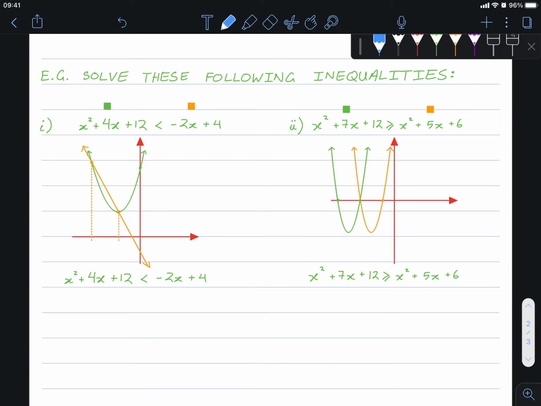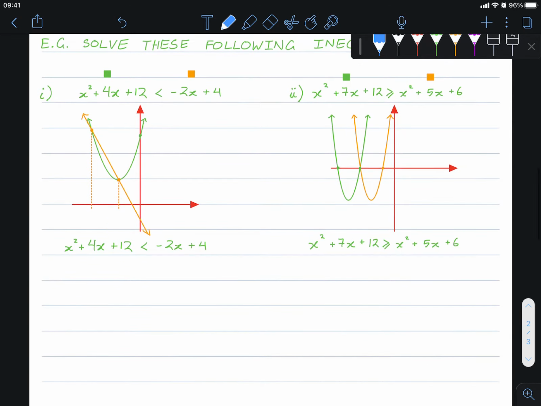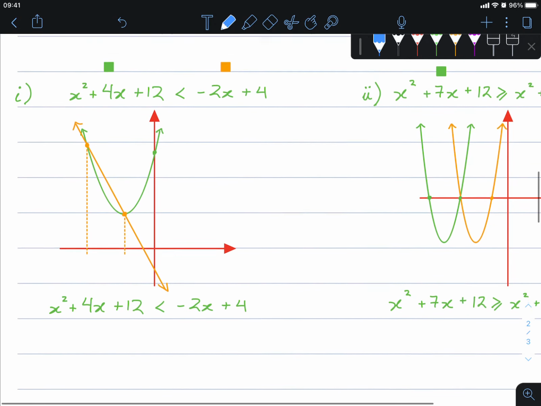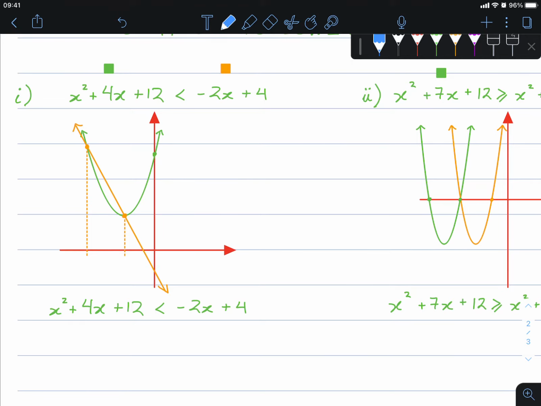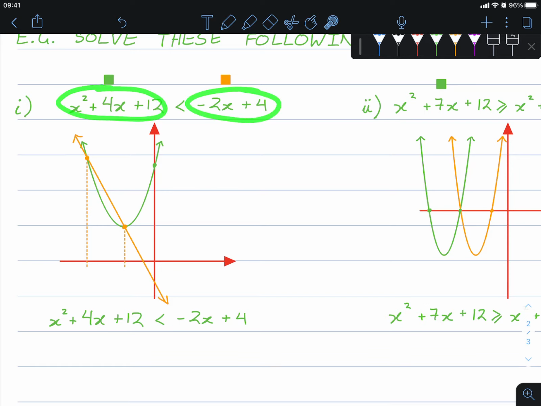Hello class, this is just an extra video on solving even harder inequalities where there are two functions that we need to worry about. I've actually gone ahead and graphed what these functions look like, and let's see if you can interpret what the question is asking. Well, I hope you can see that it's actually asking where is this parabola less than this straight line.